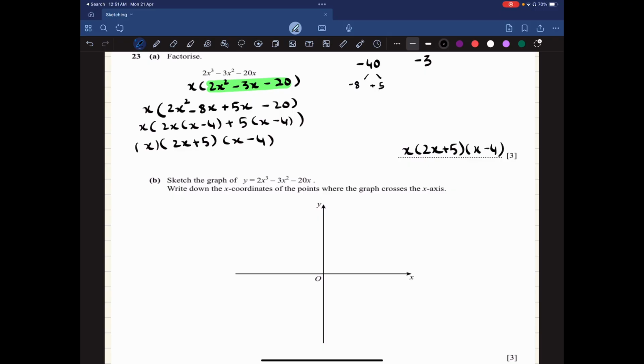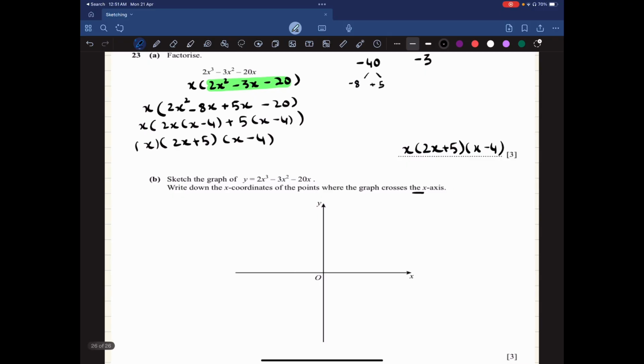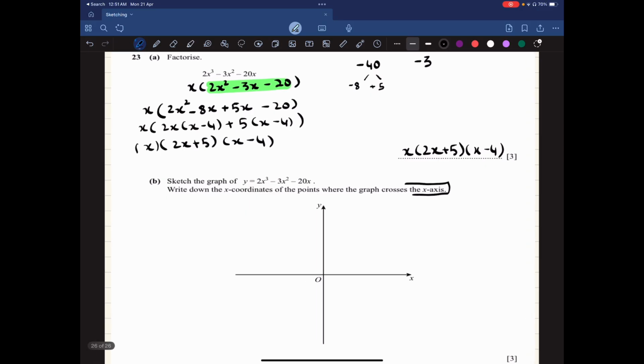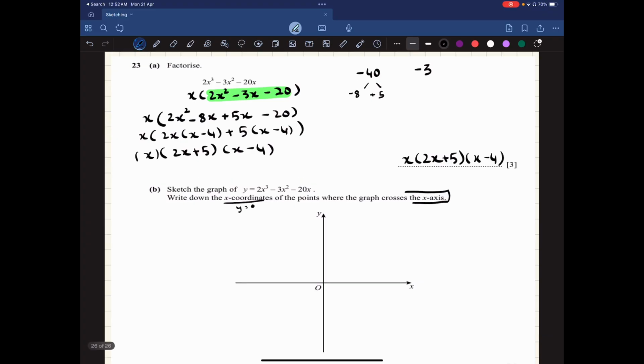Now sketch the graph, and write down the x coordinates of the points where the graph crosses the x-axis. So this is a must. How can we find the x-intercepts? By putting y equals 0 in the function. So basically, this is equal to 0. We've factorized it and expressed it in this form, so we're simply going to place x into 2x plus 5 into x minus 4 equals 0.